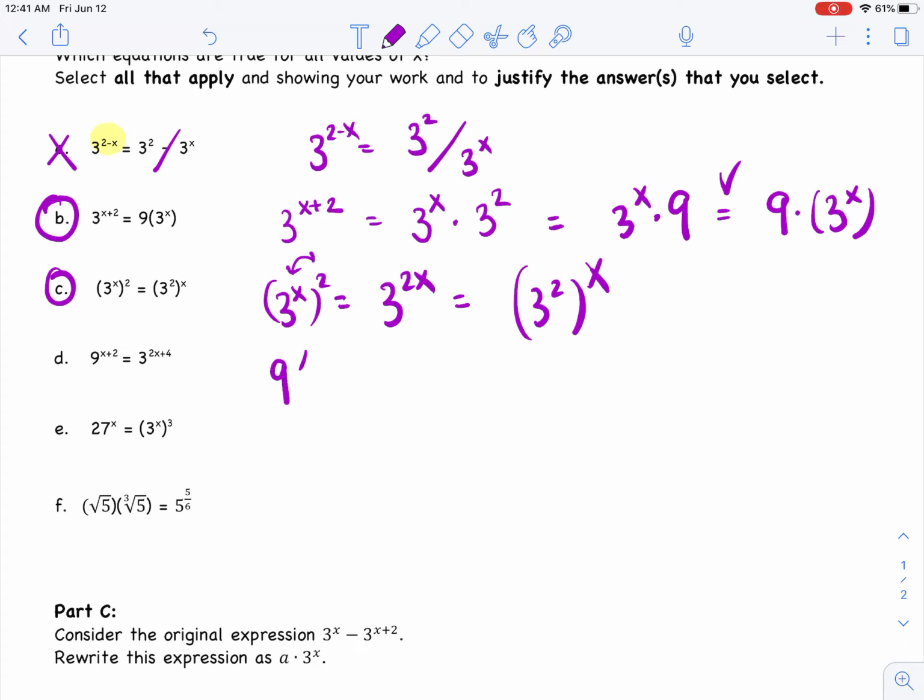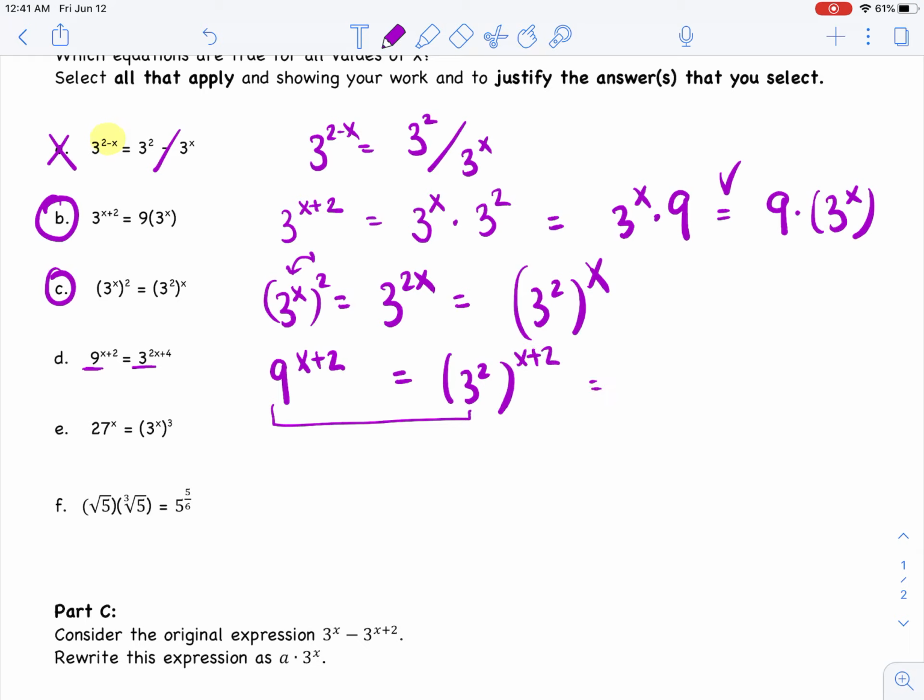It's 9 to the x plus 2 power. And guys, you know what? When you look at this, you have 9 and 3, right? So something related to 3. We know 9 is 3 squared. So I'm going to write 3 squared for 9. Instead of 9, I wrote 3 squared. And x plus 2 power, right?